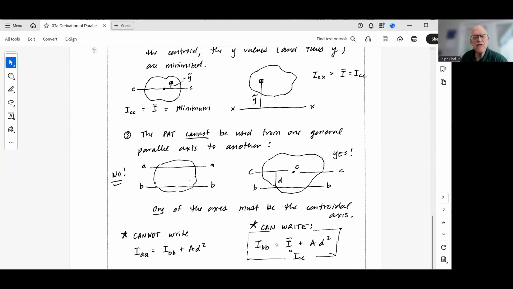If you really want to go from BB to AA, you could do it in a two-step process. You could transfer the BB to the I bar, and then in the second step, transfer the I bar to the AA. But again, one of the two sets of axes has to be centroidal. And of course, these axes are parallel to one another.